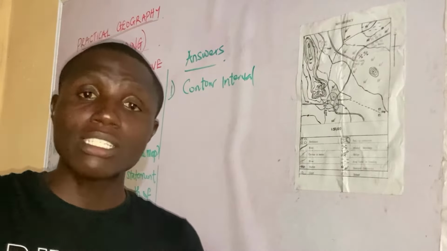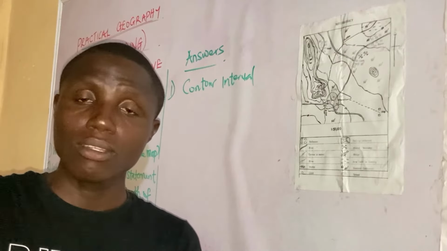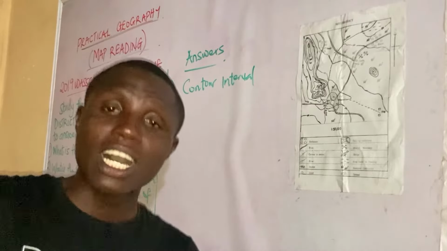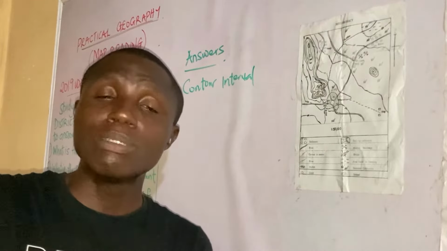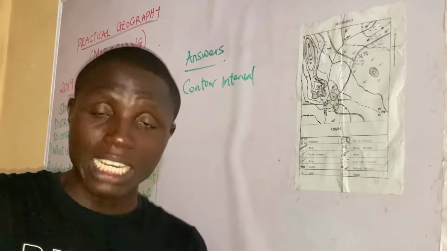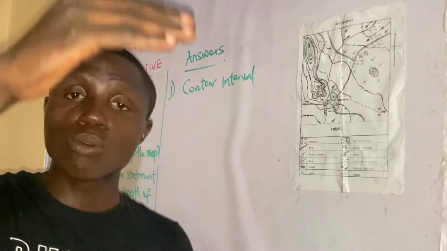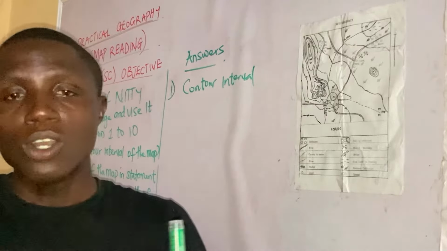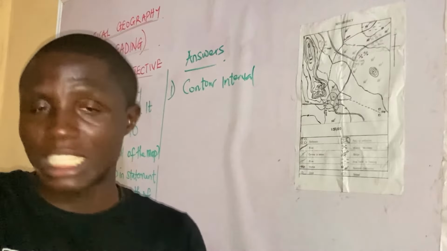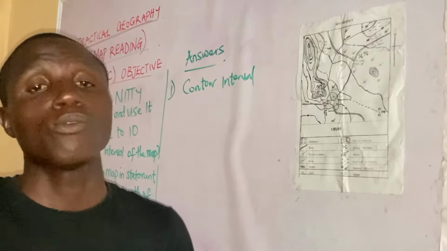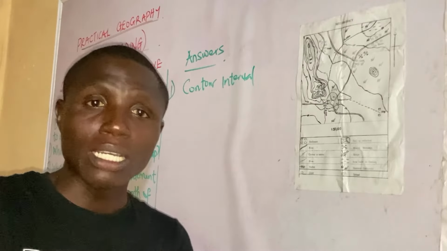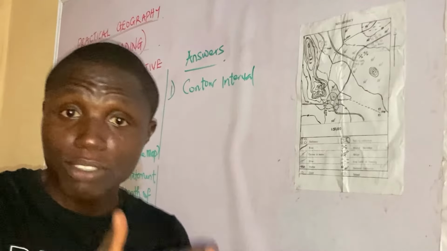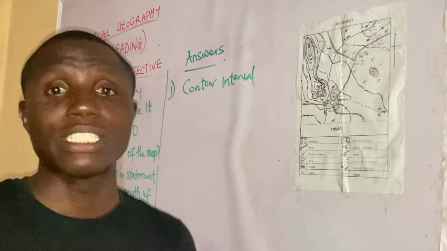Now the graduated mark for the contour line starts at sea level, which means the minimum contour line is at sea level. As it approaches the higher ground or the higher land, it increases with equal interval. And that's what they are asking us here. They say, what is the contour interval on this map? Each contour is separated from one another by equal interval. It can be 50, it can be 100, but they must be of equal interval.